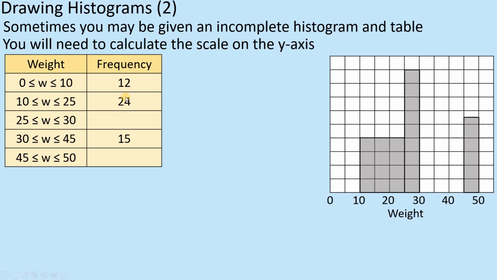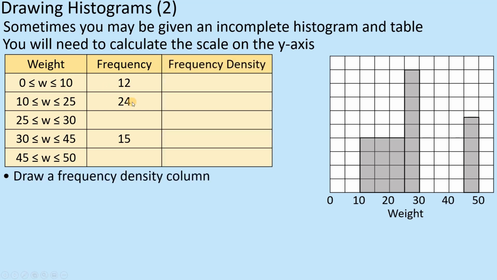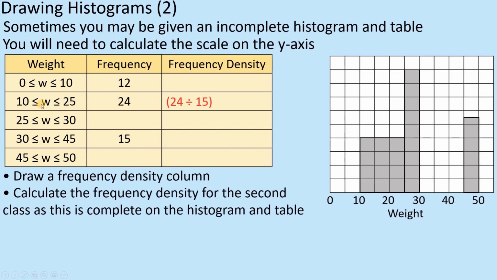It tells me there the frequency is 24, doesn't it? So that means the area of this must be 24. Agreed? So how do I work out the height of this? Normally I would do this divided by this. So let's get another column in here. 24 divided by 15, that's going to be my first step, and that's going to give me the height of this one. So that's going to give me 1.6.